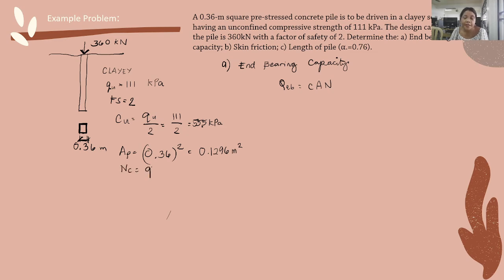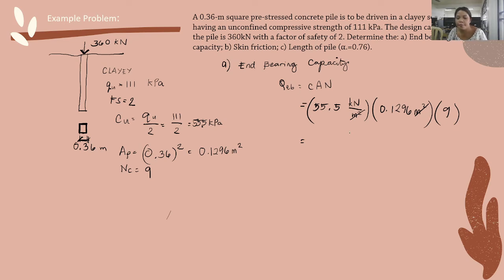Madali lang naman tandaan si NC, number 9. So, 9. Okay, para mailapat natin siya dito sa ating formula, ilagay na natin siya isa-isa. 55.5 kilonewton per square meter, that is kilopascal, multiplied by the area of 0.1296 square meter, multiplied by 9. So 9 is a dimensionless factor. So when you try to multiply this one, ang matitira sa yung unit is in terms of kilonewton.